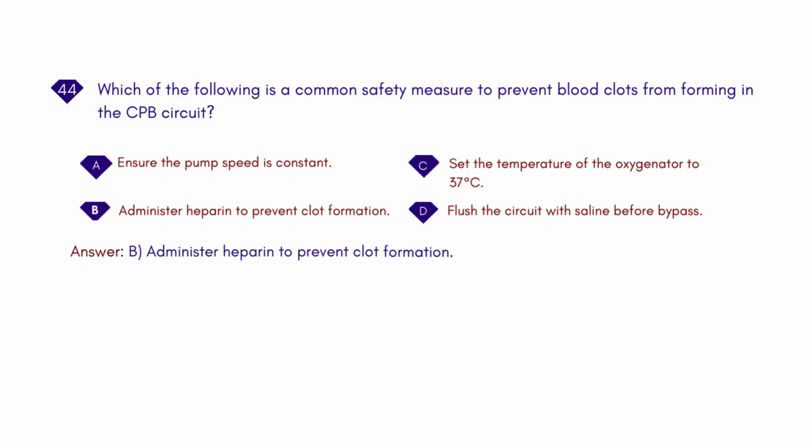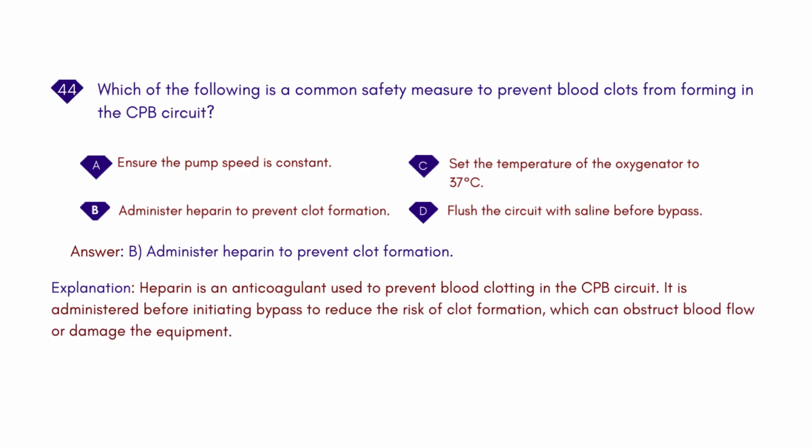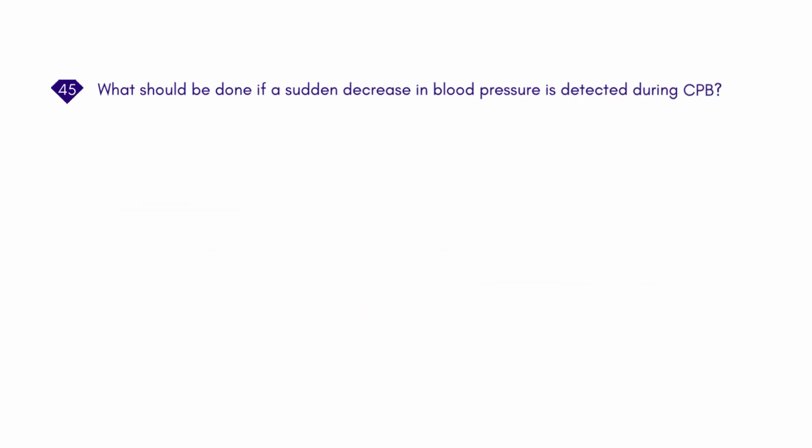Answer: B. Administer heparin to prevent clot formation. Explanation: heparin is an anticoagulant used to prevent blood clotting in the CPB circuit. It is administered before initiating bypass to reduce the risk of clot formation, which can obstruct blood flow or damage the equipment. What should be done if a sudden decrease in blood pressure is detected during CPB?